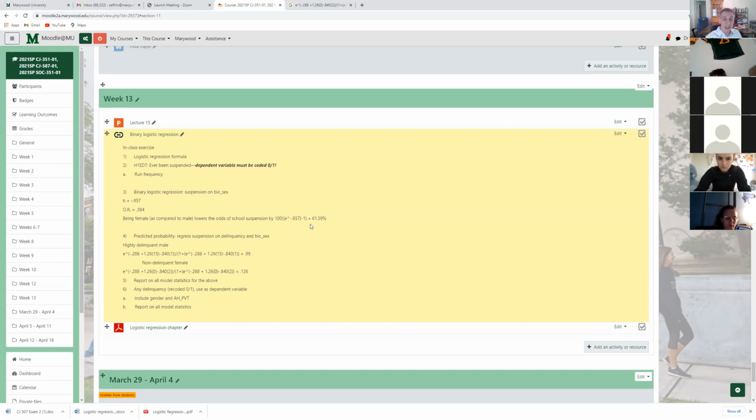If you take 1 minus 0.384, that gives you 0.6159. Expressed as a percent, what it's showing is that being female lowers your odds of being suspended from school compared to males by 61.59%. So being female lowers the odds of being suspended from school by 61.59%.